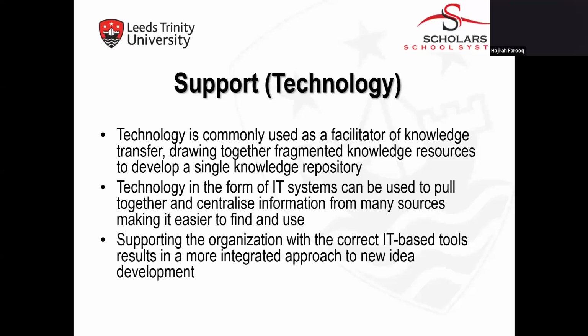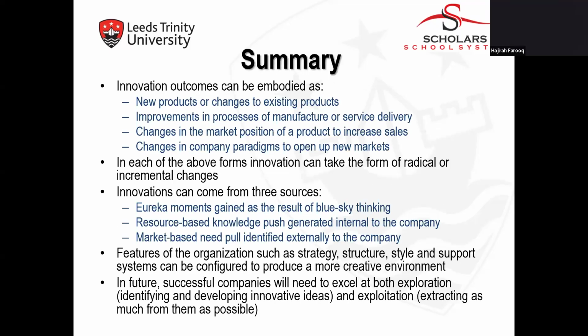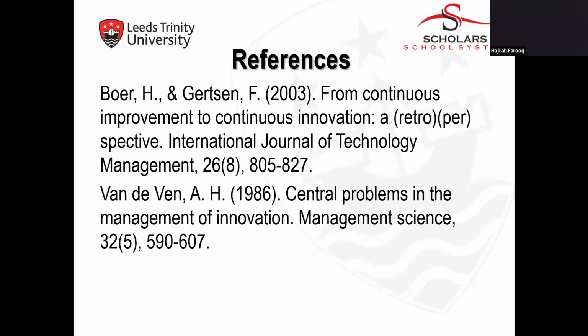And then the support, which is usually taken from technology. So if there is tech support, it will be facilitating the organization in implementing all the innovation that it is striving for. Then we discussed the continuous innovation. So it is defined in 2 arenas in which a company must innovate. The first one is operational effectiveness, and the second one is strategic flexibility. So that was the lecture number 3.